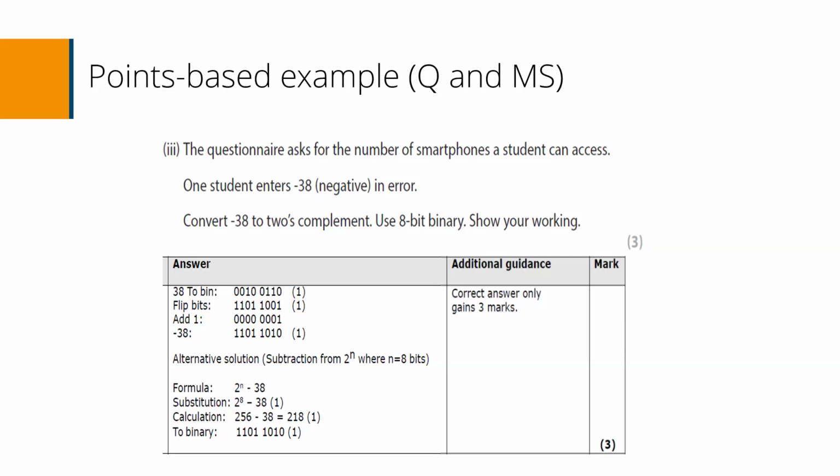You also have a 3rd possibility, which is shown in the additional guidance. Let's deal with that one first. In the additional guidance, it says correct answer only gains 3 marks. You think, what? But what we're saying basically, if all they've done is given the answer, they haven't shown any working whatsoever, and the answer is correct, they're going to get 3 marks. Okay? So therefore, if they've just come up with the answer, nothing else, they can have the full 3 marks.